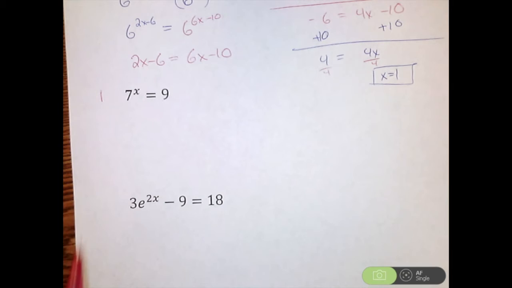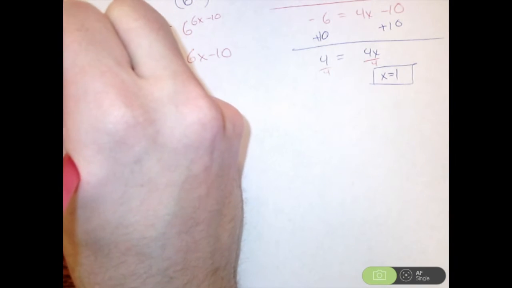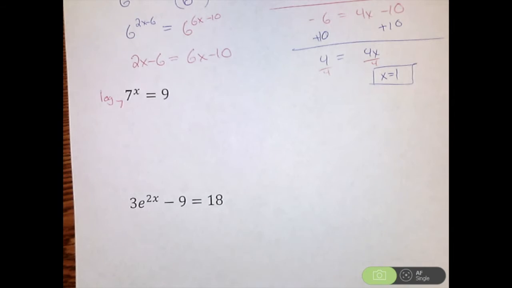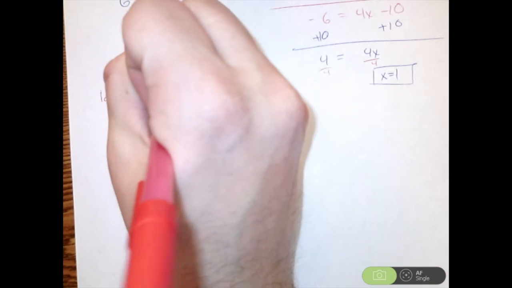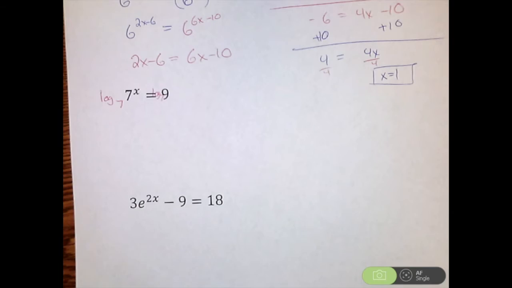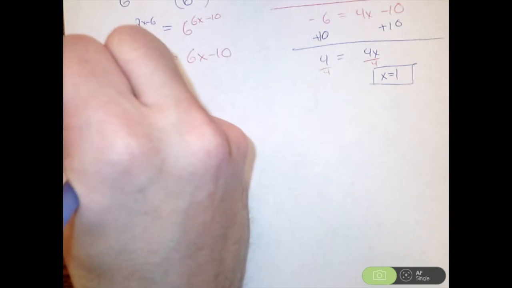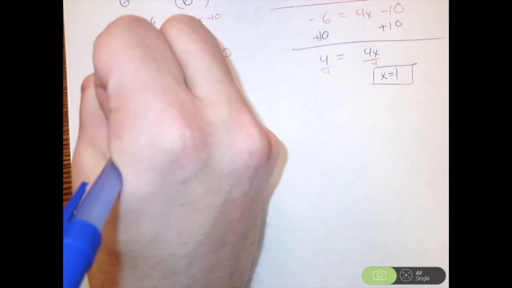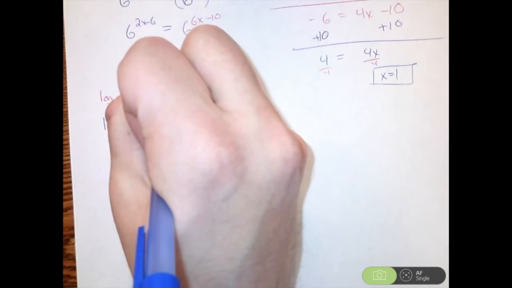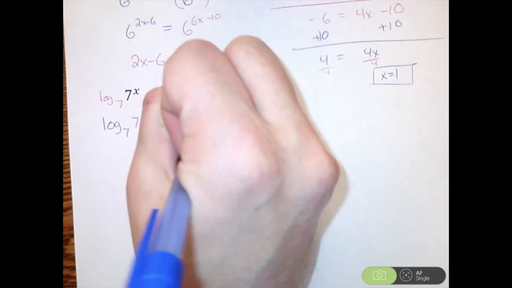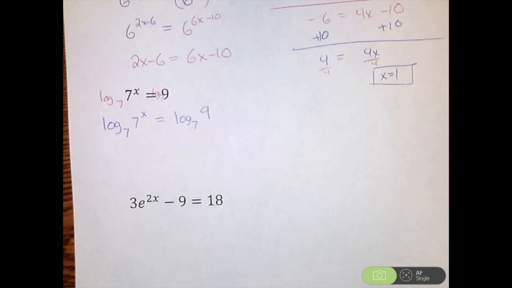I need to get rid of that base of 7. So we have to think back to one of our old properties, and if I take the log base 7 to the left side, I'm also going to do that on the right side. It's hard to see because it's all jammed up, so I'm going to rewrite it. I have log base 7 of 7 raised to the x is equal to log base 7 of 9.